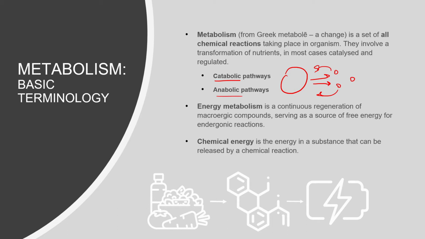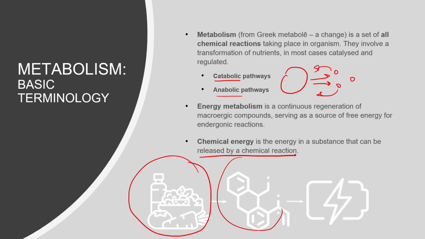Energy metabolism is actually the set of chemical processes to extract energy from food. So it's a bit different from metabolism itself, all right? We extract energy from food and we use it in the body. The energy we obtain is chemical energy, and chemical energy is the energy in a substance that can be released by a chemical reaction. Let's imagine this is our food that we consume. In our body we change it to some substances, and out of those substances we get energy. Let's take a look at how it happens.